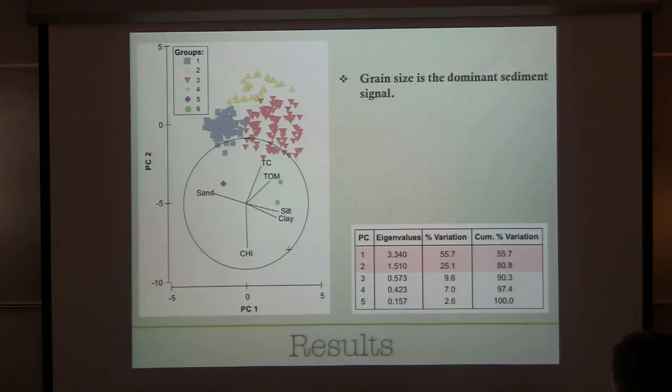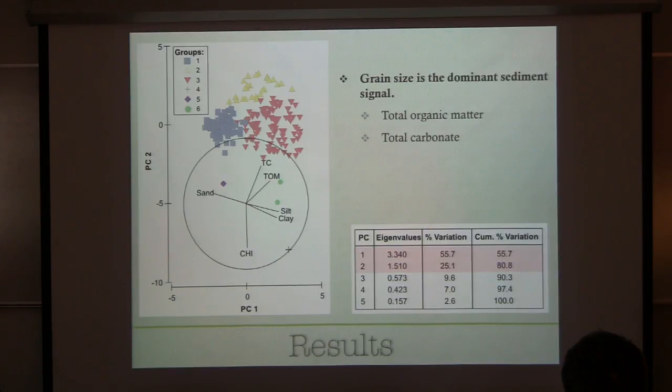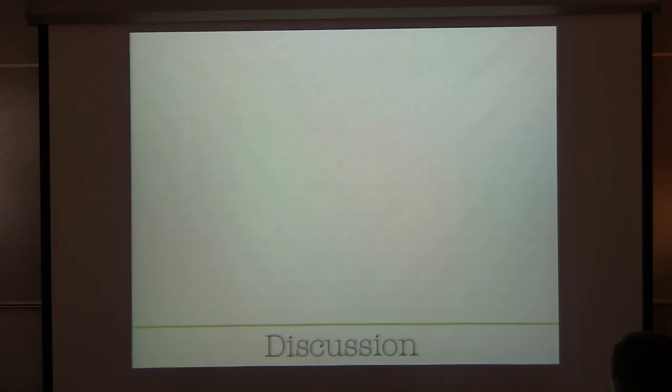So what this tells us all together is that grain size is the dominant sediment signal, followed by total organic matter, total carbonate, and magnetic susceptibility. But we can't forget about GP. Although he wasn't run in the stats, he's going to prove to be useful, so don't forget about him quite yet.